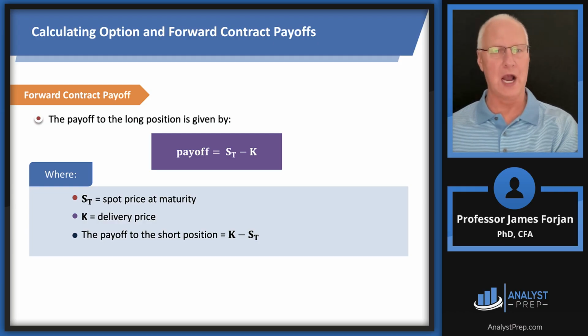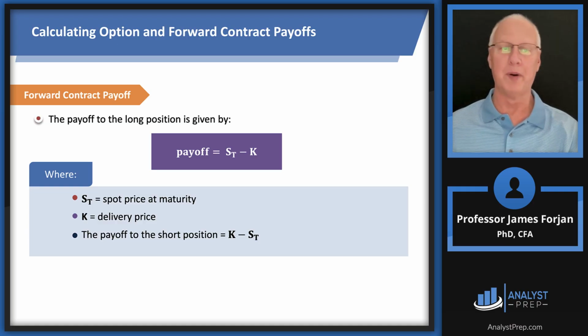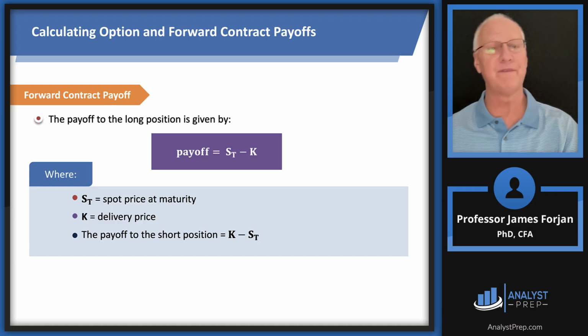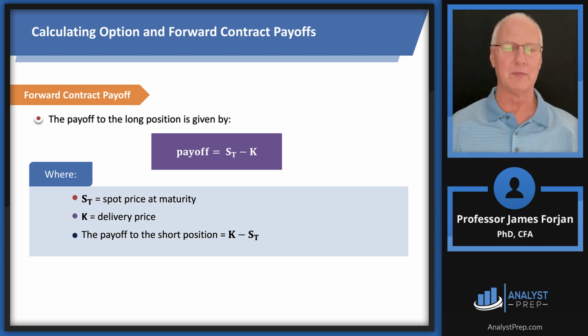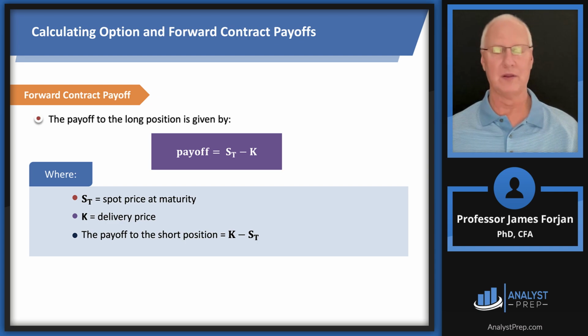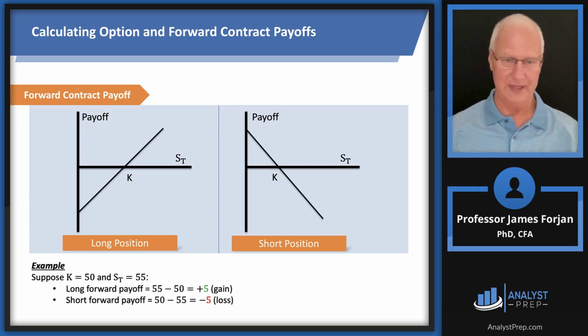Huge difference. With the option, you have the right, but not the obligation. But if you enter a forward contract or a futures contract, you have the obligation to trade. That's going to result in a linear relationship. And we'll see that right here.